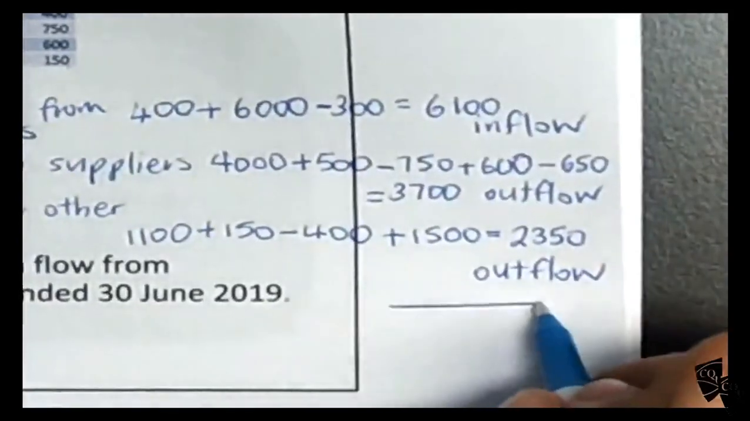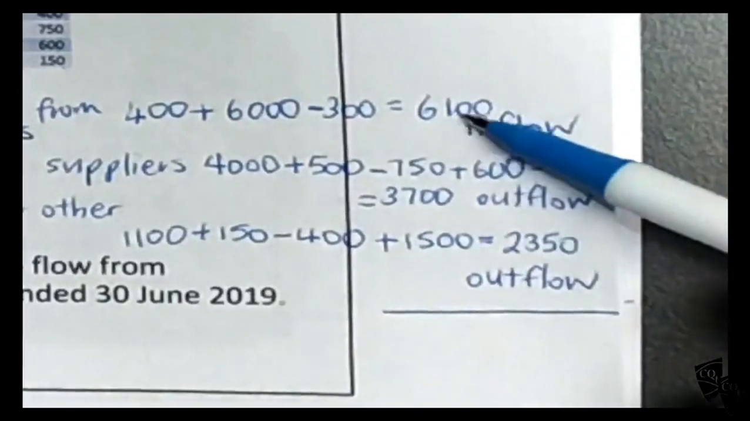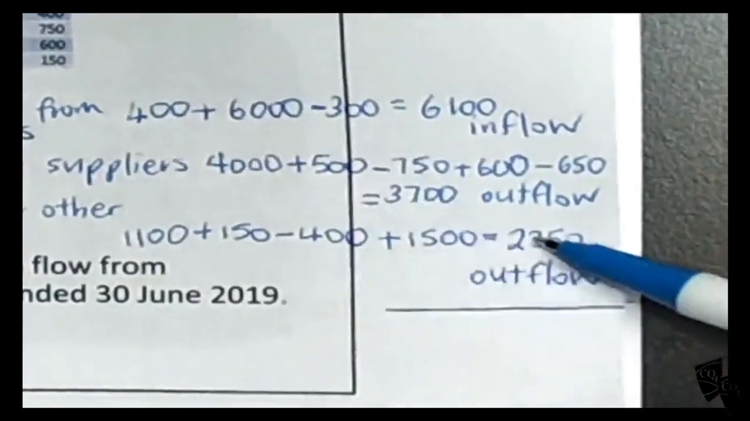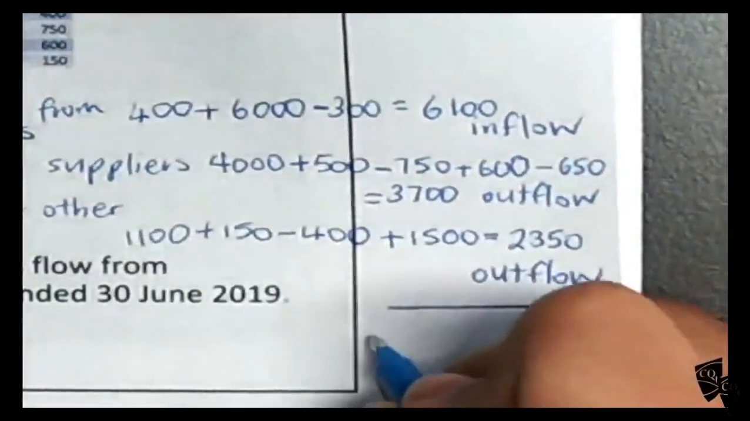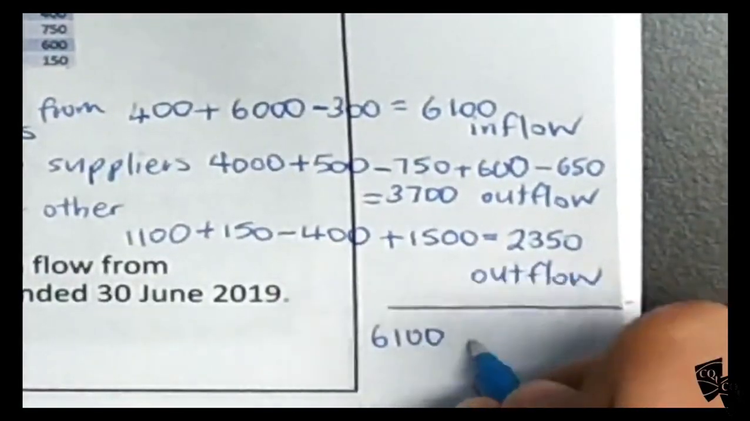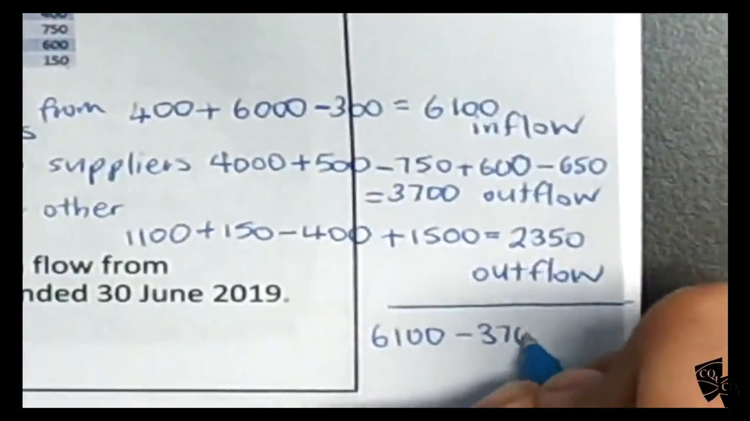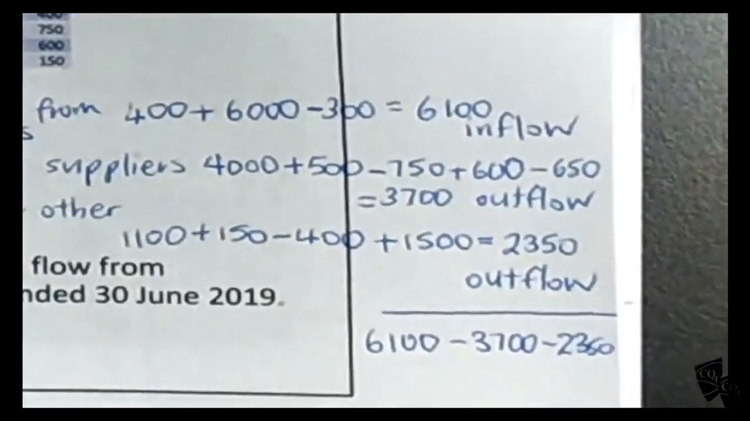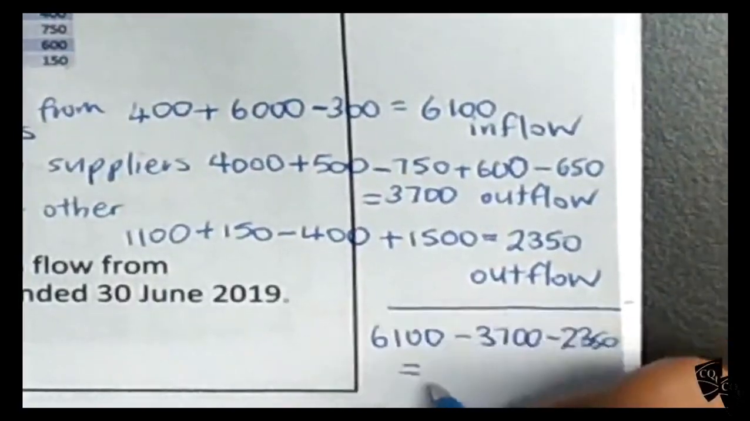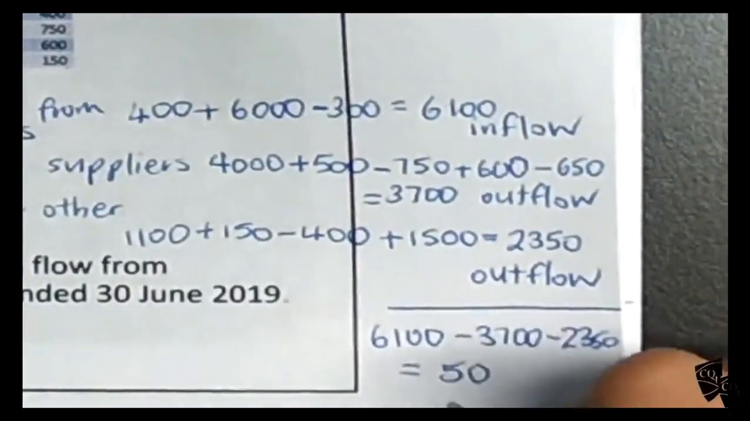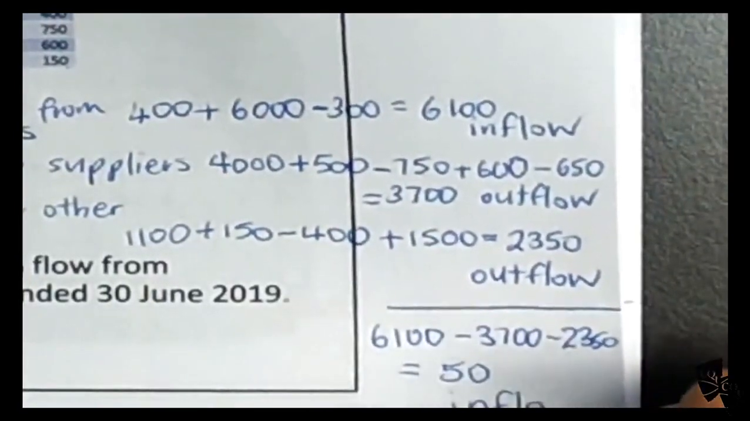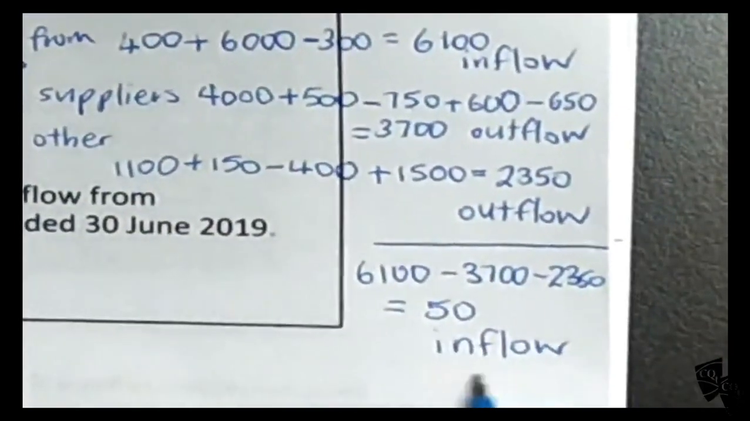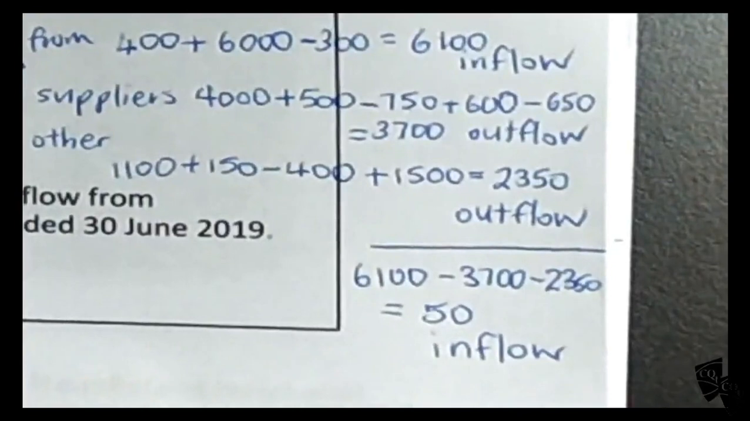So if I sum those three figures, 6,100 minus 3,700 minus 2,350, I'm going to write that here, equals $50 inflow from operating activities.